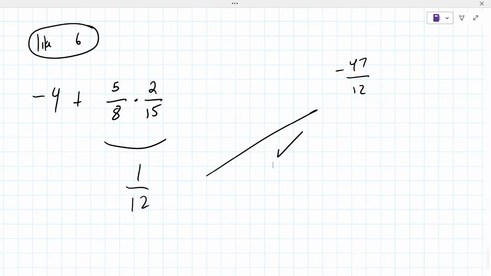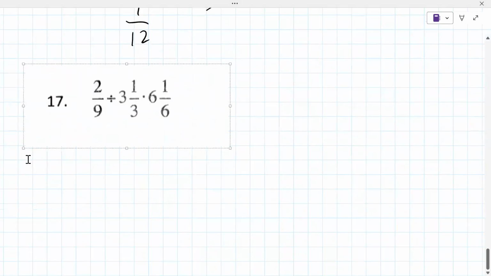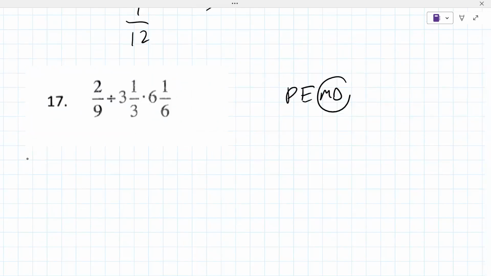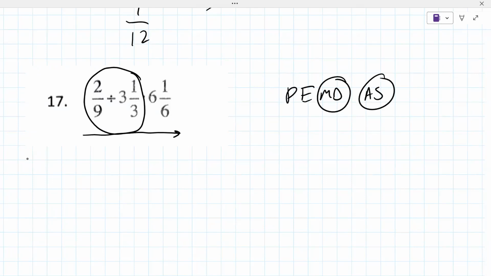All right, let's move on to 17 now. One of the things about order of operations that maybe hasn't been made clear is that when you have multiplication and division, you actually do them in the order they appear. So you're actually going to first divide. Multiplication and division are interchangeable, same with addition and subtraction. So you do them left to right. So you actually have to divide here. When you're dividing, the second fraction turns into its reciprocal.